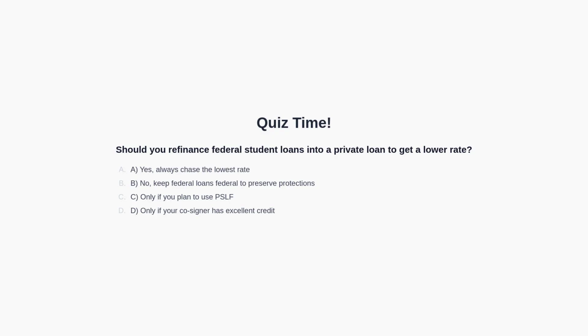Quiz time. The question is, should you refinance federal student loans into a private loan to get a lower rate? Option A says yes, always chase the lowest rate. Option B says no, keep federal loans federal to preserve protections. Option C says only if you plan to use public service loan forgiveness. Option D says only if your cosigner has excellent credit. You may pause the video now to think about the answer. We will discuss the answer in the next section of the video.